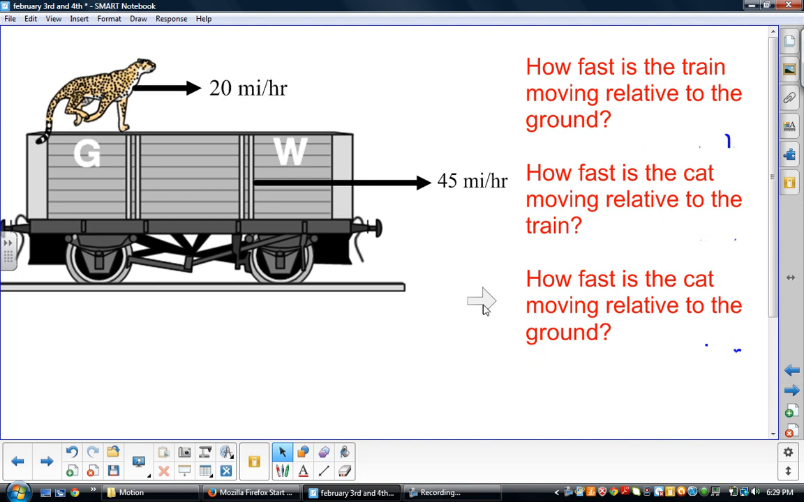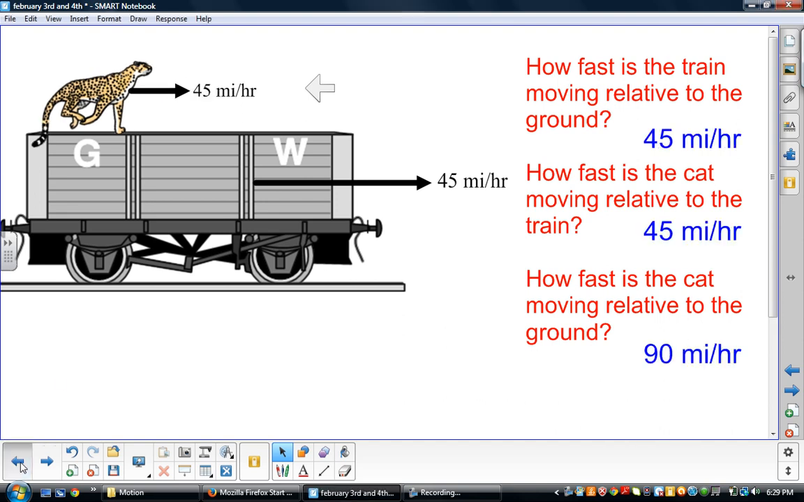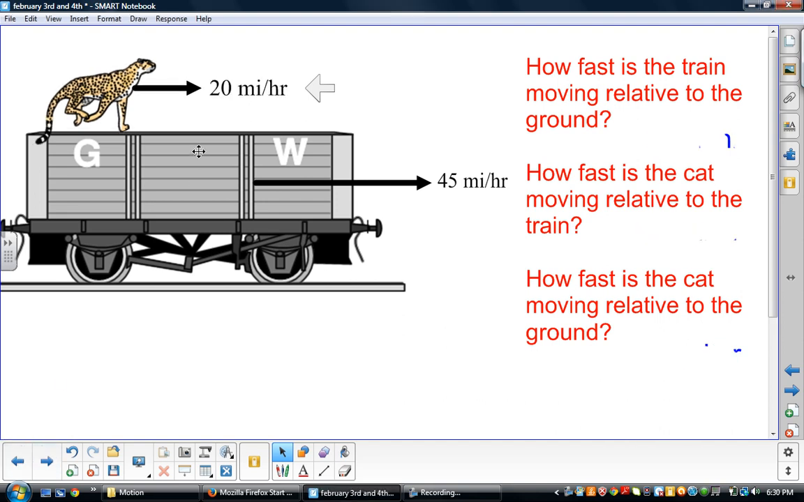Alright, now we got a really similar one, except this time, you'll see that the cat is only going 20 miles per hour. And we make this arrow a little bit shorter than it was on the previous page to show 20 miles per hour. The train is still moving at 45 miles per hour. The cat and the train are still going the same direction.